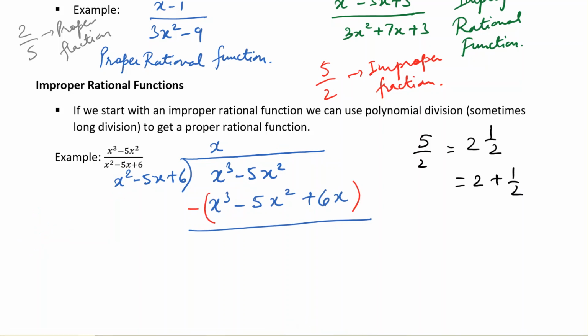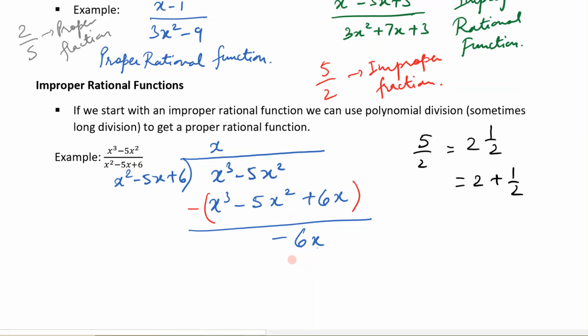So x cubed minus x cubed is 0, negative 5x squared plus 5x squared is 0, and we are left with negative 6x here. Then we ask ourselves: by what should I multiply negative 6x in order to get x squared? There is nothing, right? Because we got degree 1 here, which is less than degree 2. So it's our remainder. This is the time when we stop.